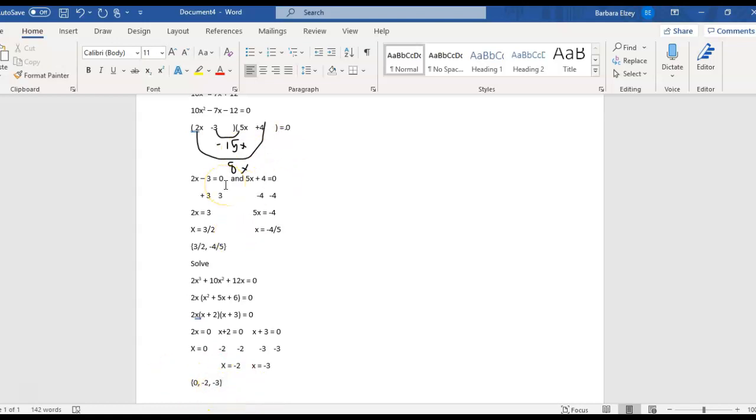Notice that when we had a quadratic, we had 2 solutions. We had x squared, 2 solutions. Here we have x to the third, 3 solutions. If we had an x to the fourth, we'd have 4 solutions, and so on.